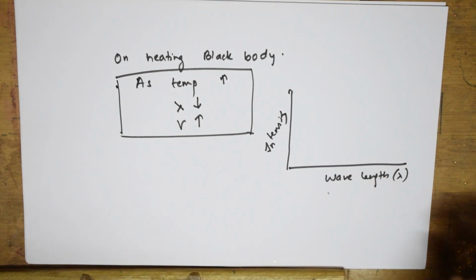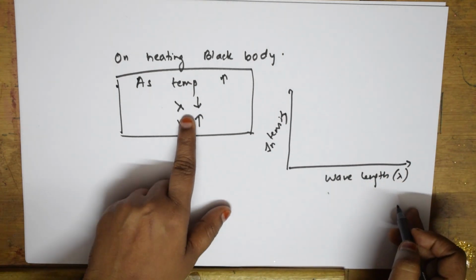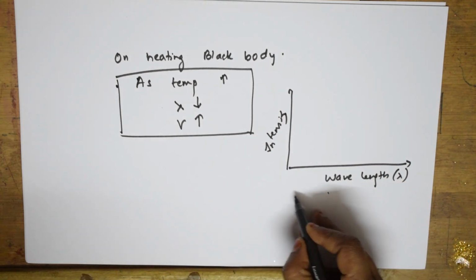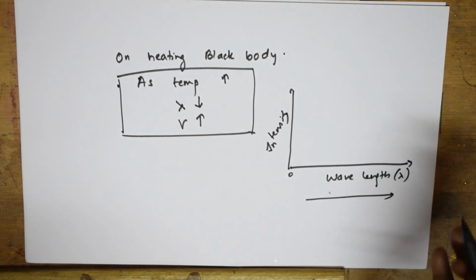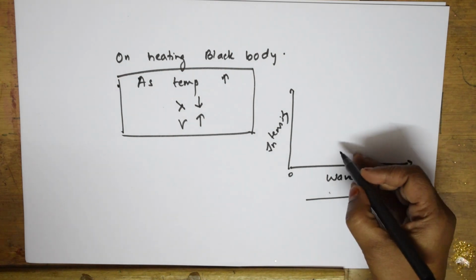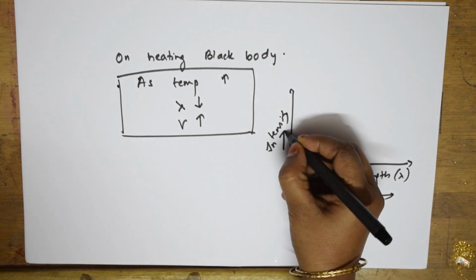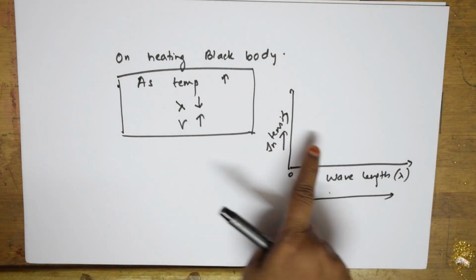Let's see. Now what happens? The same concept I am applying. Now, as the wavelength increases from this point towards this direction, what happens? Yes, initially, just see the intensity in this direction.